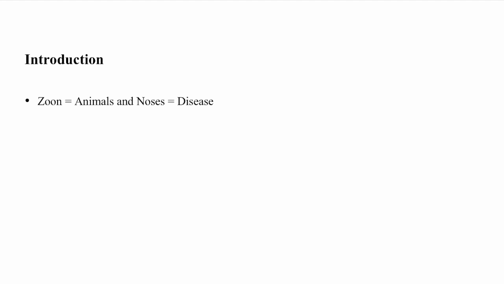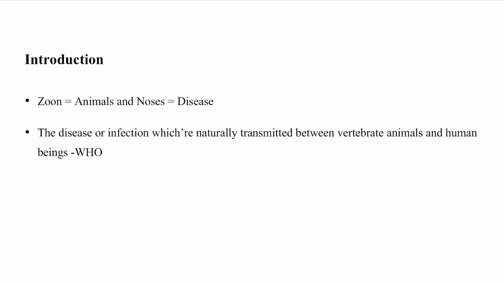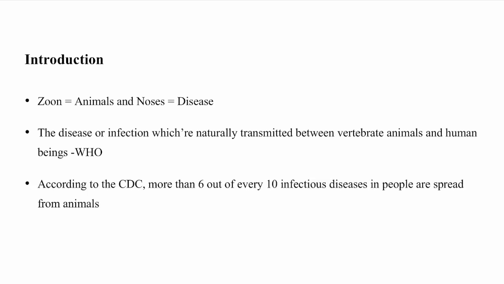Zoon means animals and nosis means disease, and WHO defines zoonosis as the diseases or infections which are naturally transmitted between vertebrate animals and human beings. Here we should remember this term vertebrate animals, not insects or arthropod borne. Zoonotic diseases might be arthropod borne, but they should be connected somehow to vertebrate animals other than humans. That is the definition from WHO, and according to CDC, more than 6 out of every 10 infectious diseases in people are spread from animals.